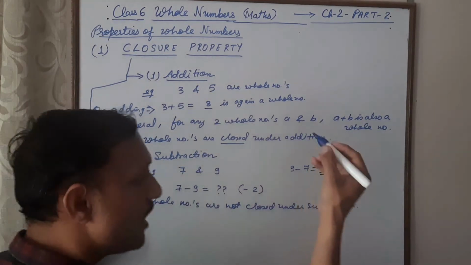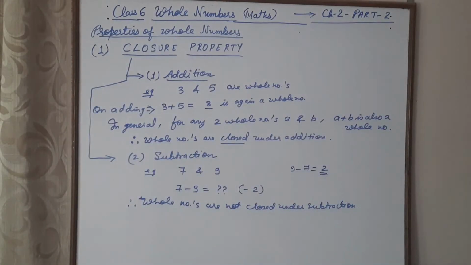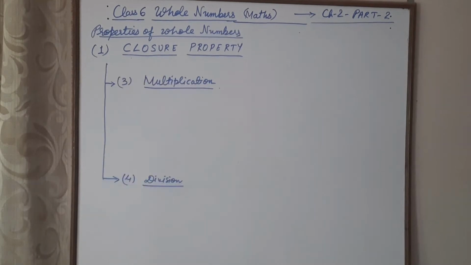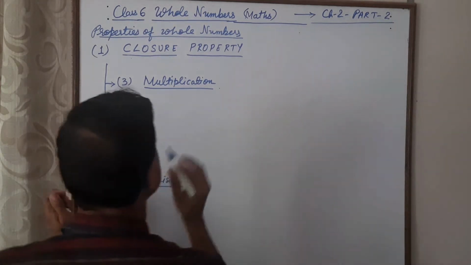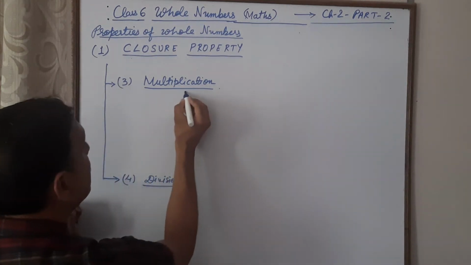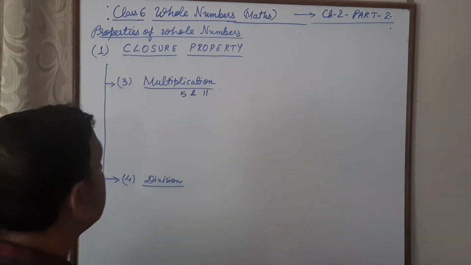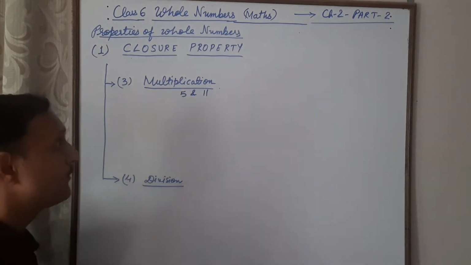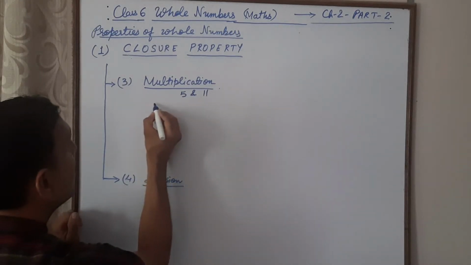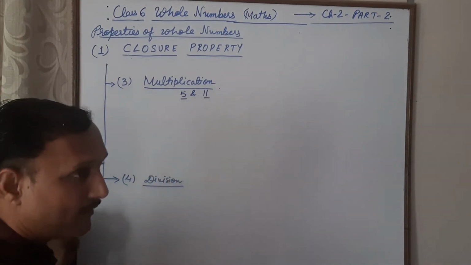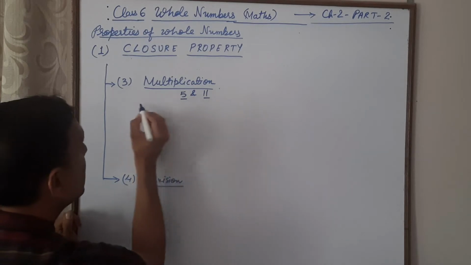Now we are going to check the third one, multiplication. So again let us take two numbers. I am taking here 5 and 11. Let us check for 5 and 11. Now 5 and 11 are whole numbers, as we know.